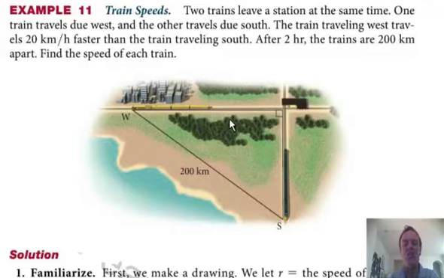Now, the point behind this is to do a sketch. So here we go. The train heading west is going faster, so it'll go further than the one going south. But they are 200 kilometers apart after 2 hours.